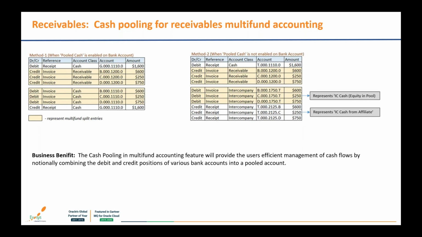So the system will make sure that no intercompany is required to be generated. If the organization has any requirement wherein we do not want to generate any intercompany between the BSVs, then cash pooling with multifund accounting can be used effectively.